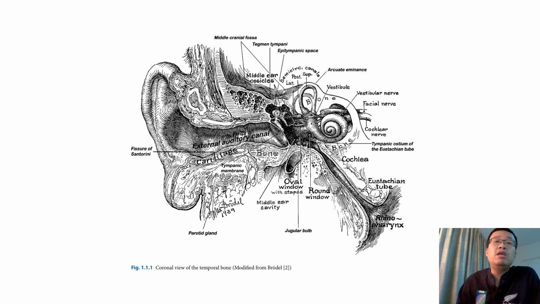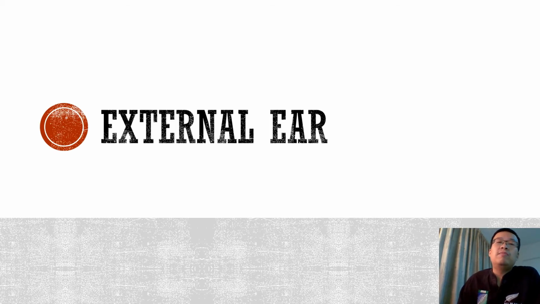Before we move on, let's look at the anatomy. Anatomy of the ear. The ear is divided into outer ear, middle ear, inner ear. The outer ear has the auricle and the EAC, external auditory canal. Then from the tympanic membrane onwards, there's the middle ear, where the ossicles are located, and the inner ear, which has the semicircular canals and the cochlea. Let's talk about the external ear.